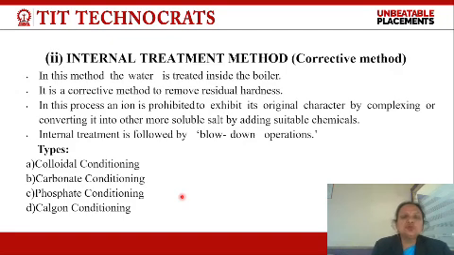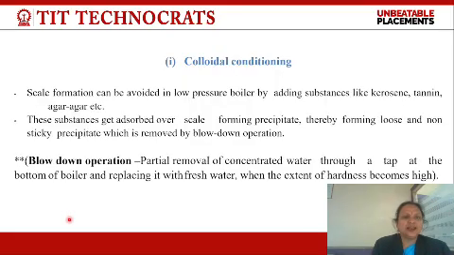For this method, we should know which type of impurity is present in the boiler. In this method, the water is treated inside the boiler. It is a corrective method to remove the residual hardness. In this process, an ion is prohibited from exhibiting its original character by complexing it or converting it into another more soluble salt by adding suitable chemicals. Internal treatment is followed by blow down operation. There are four types of internal methods: colloidal conditioning, carbonate conditioning, phosphate conditioning, and Calgon conditioning.